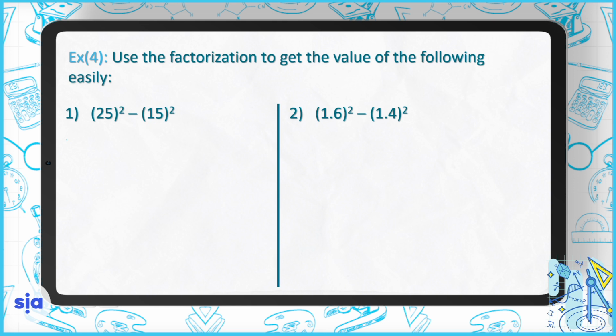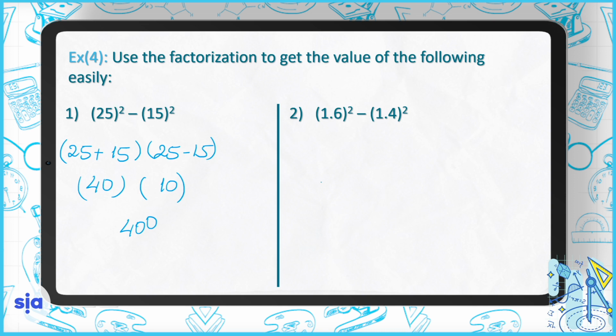Yes, excellent. We're going to make two brackets, 25 plus 15 and 25 minus 15. 25 plus 15 is 40, multiplied by 25 minus 15, which is 10. I can easily multiply here that 40 multiplied by 10 is 400.